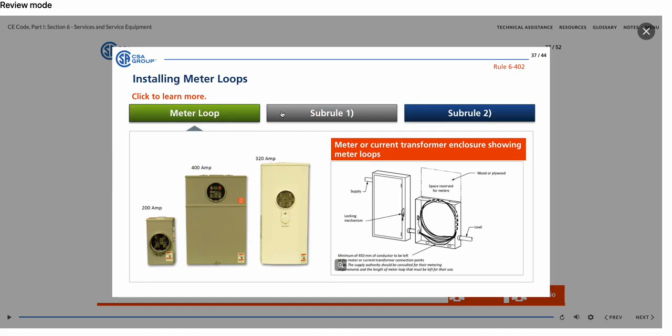A meter loop is a length of consumer service conductor that is left in the metering enclosure for the connection to the supply authority's metering equipment.